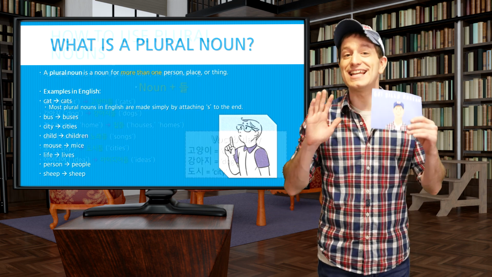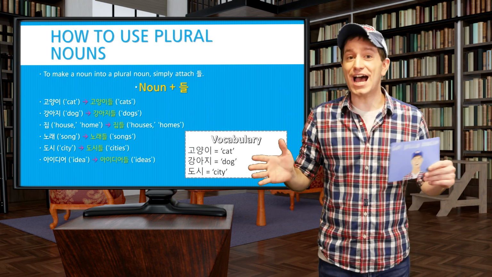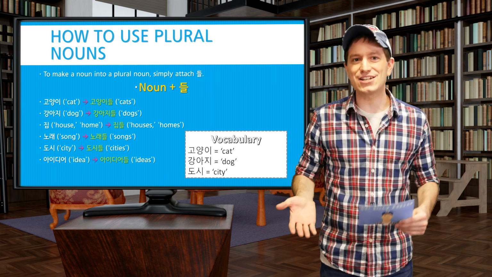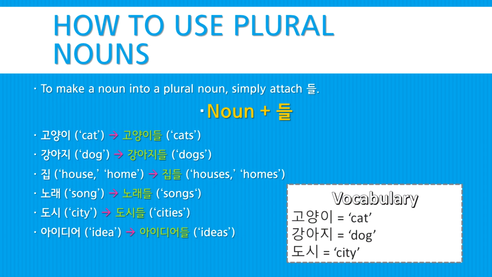Well, in Korean, it's not like that at all. To make a noun plural, all you have to do is attach 들. So, for an example, 고양이 can become cats, 고양이들. Dog can become dogs, 강아지들. House can become houses, 집들. Song can become songs, 노래들. City can become cities, 도시들. And idea can become ideas, idea들.